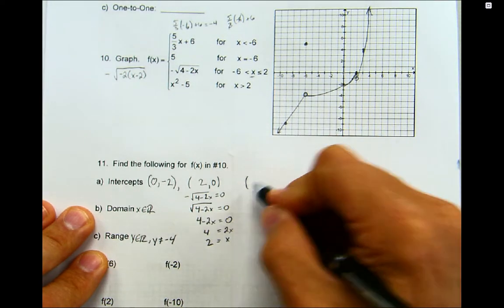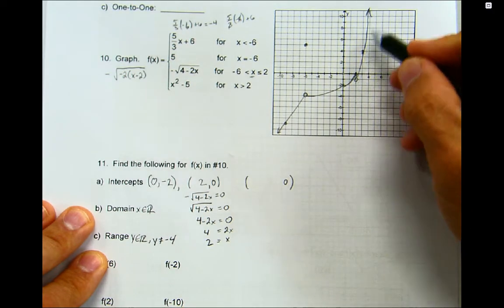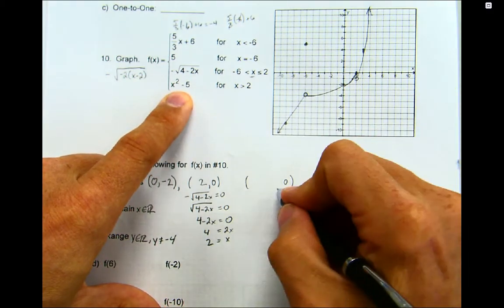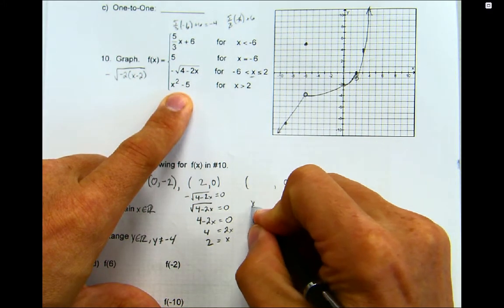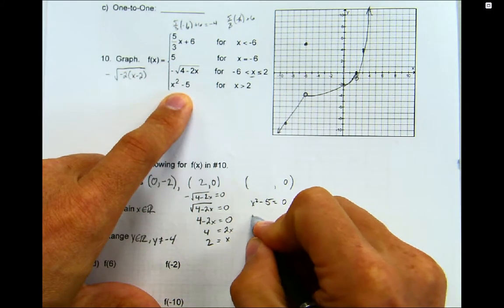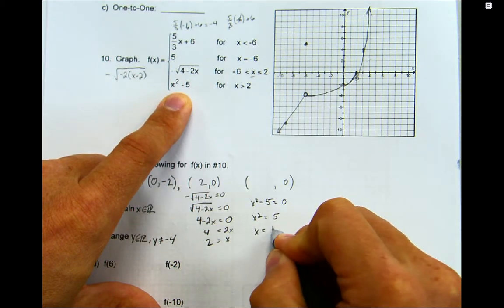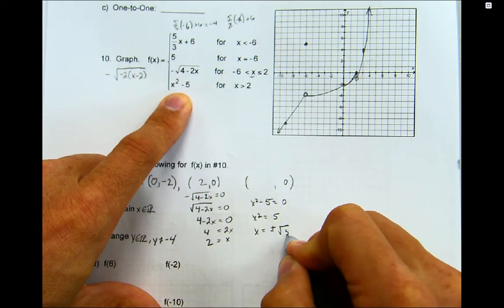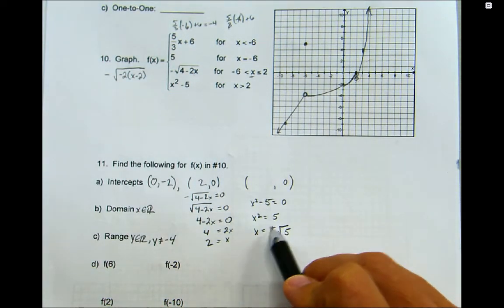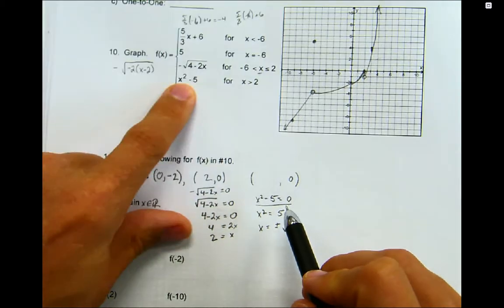Okay, and then the other one, x is 0. Now which curve is this y-intercept going to be on? It's on the parabola, right? So I'm going to make x squared minus 5 equals 0. So I'm going to get x squared is equal to 5, and x is equal to plus or minus square root of 5. Okay, but here you got to be careful because we can only use the places where this curve is part of the piecewise function, right?